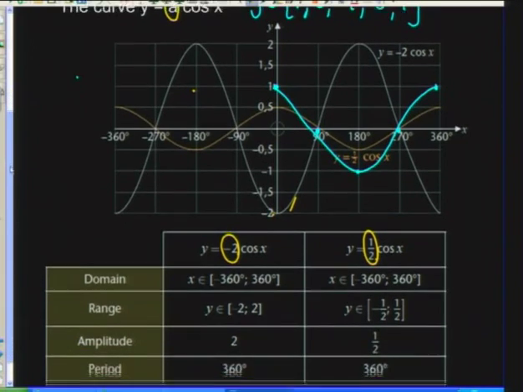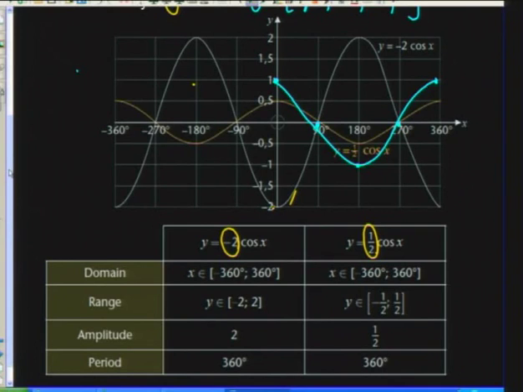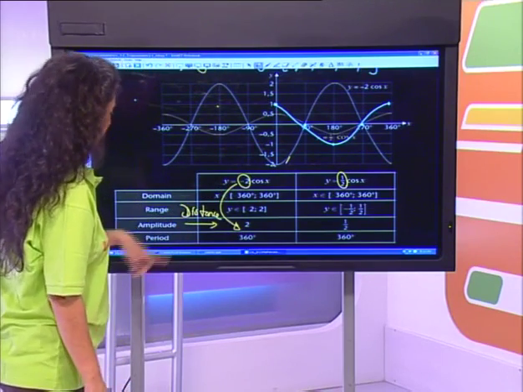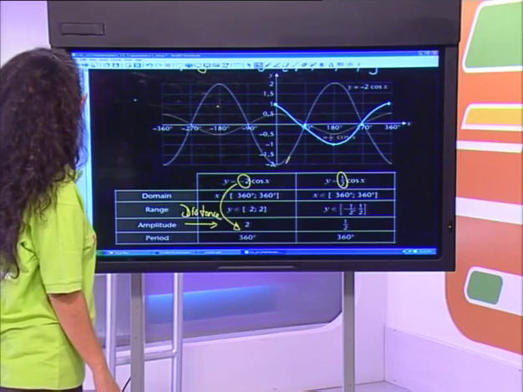In this case, the amplitude of this graph, remember, is the difference between the maximum and the minimum value. So it would be 2 plus 2 is 4, divided by 2 is 2. So the amplitude is 2. The amplitude is not the coefficient. It's referred to as a distance. You can have negative coefficients, but amplitude refers to the distance between the minimum and the maximum, halved, so that would be 2. And the period in this case would be 360.